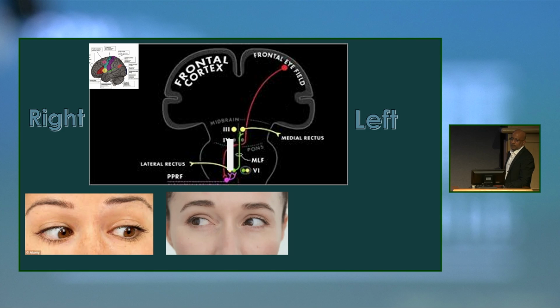In the setting of a stroke in that region, what can happen is this pathway is affected. And so in the extreme case, you may get a gaze palsy to the right. Or you may just not be able to move it as well to the right. It might be central, but you can't get the eyes off to the right. But in the extreme case, you can just get deviation of the eyes to the left, which is to the side of the lesion, away from the weakness.